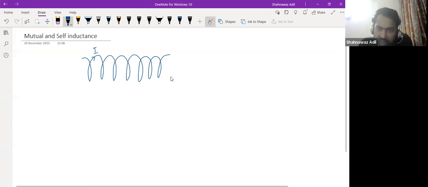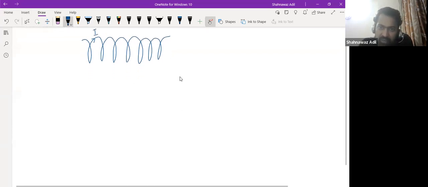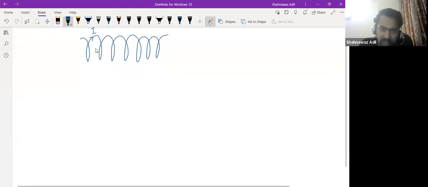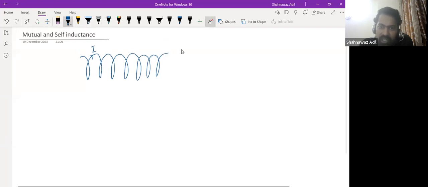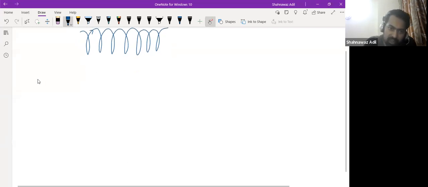So then there would be some other EMF that would be induced due to this current I, right? And the flux generated in this coil would be directly proportional to it. This is self-inductance.